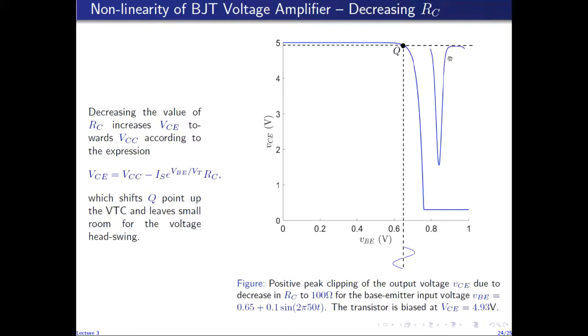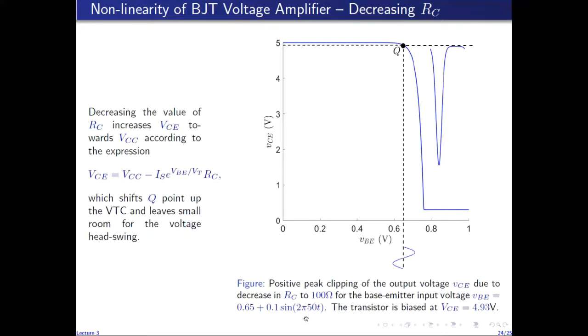So it quickly becomes equal to VCC, and then when it becomes equal to VCC, the transistor enters the cutoff mode. When the transistor enters the cutoff mode, again, the gain becomes zero because the output voltage becomes constant. For any change in the input voltage, the output voltage stays constant. So this effect is manifested as the clipping of the positive peak of the output voltage.